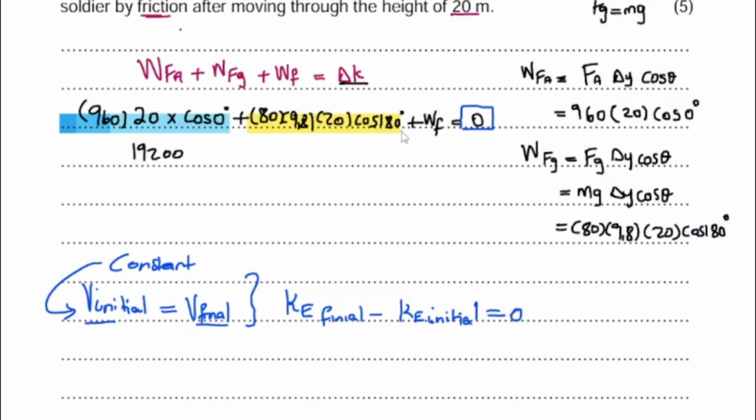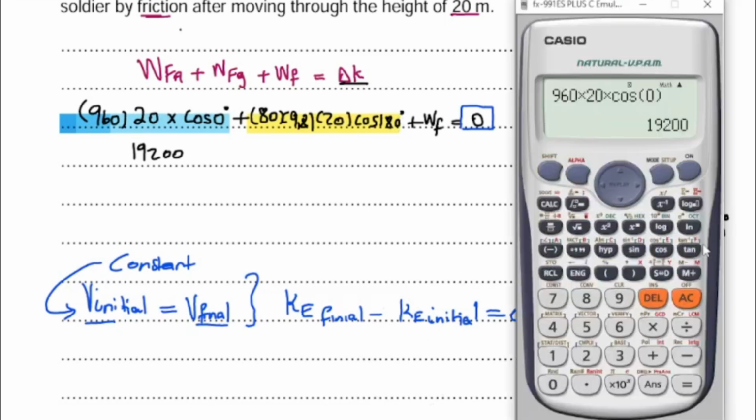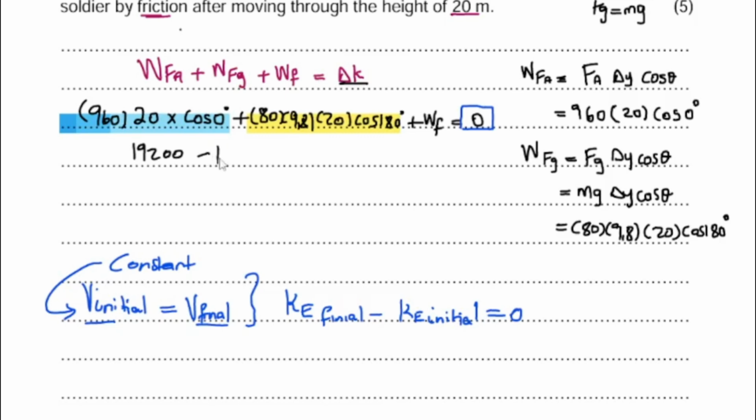This will be 80 times 9.8. Let's see. This is 80 multiplied by 9.8, and then this is multiplied by 20, which is the displacement. This is multiplied by the cos of 180. So the answer should be negative because of that cos of 180. So this is negative 15,680. We still have the work done by frictional force, and this equals 0.